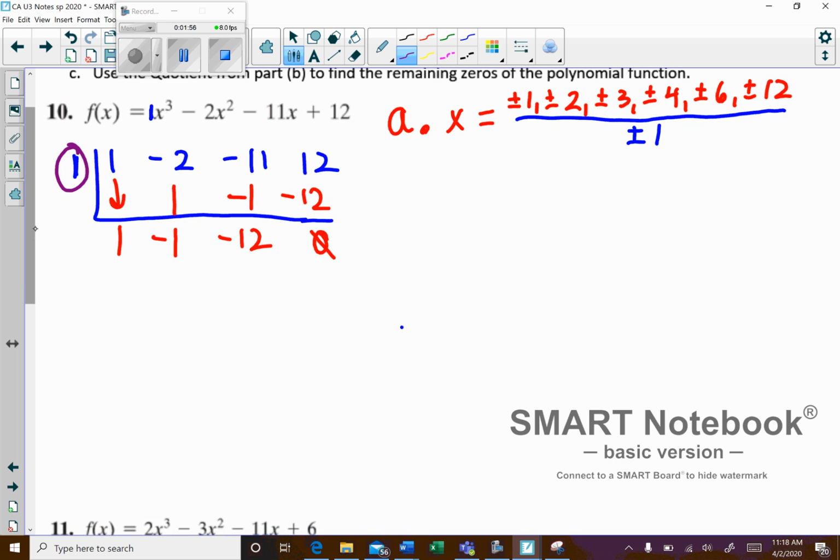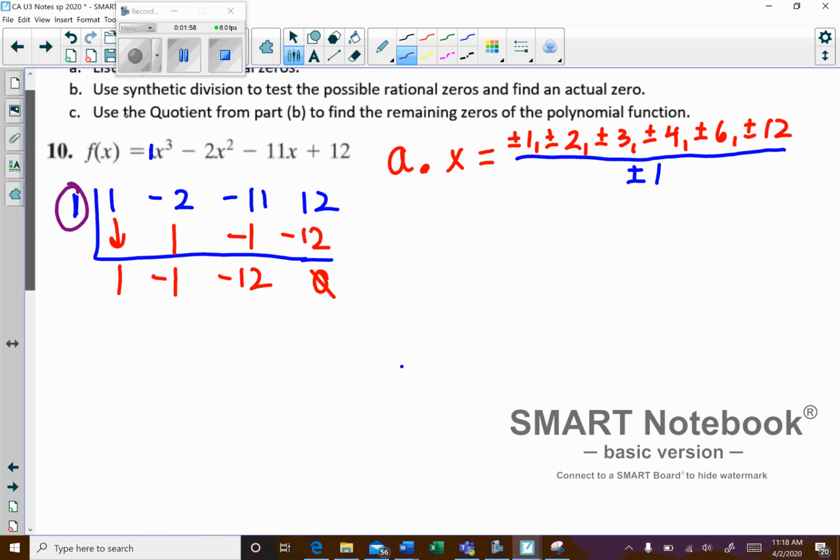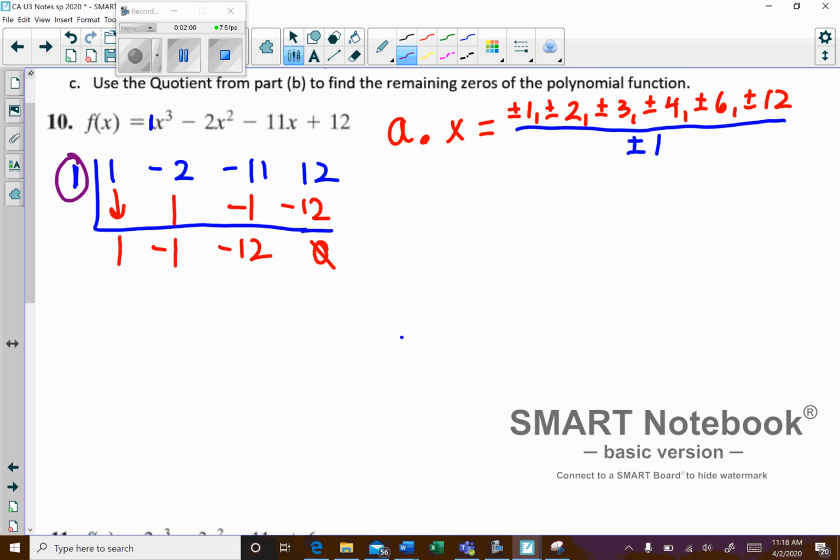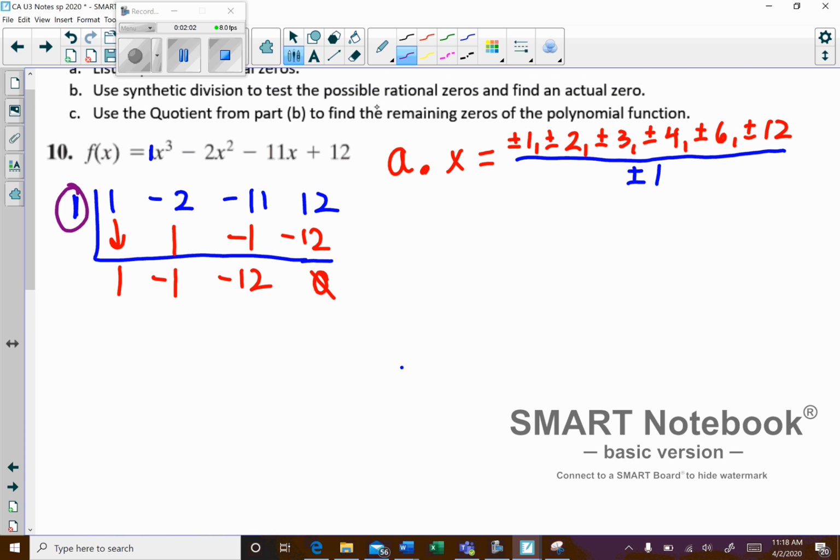So looking back at my steps, so use synthetic division. Oops. Use synthetic division to test possible rational zeros to find an actual one. So these are possible ones. I found an actual answer. So I know one of my answers is 1. Now what I'm going to do is use the remaining part to find my other zeros.